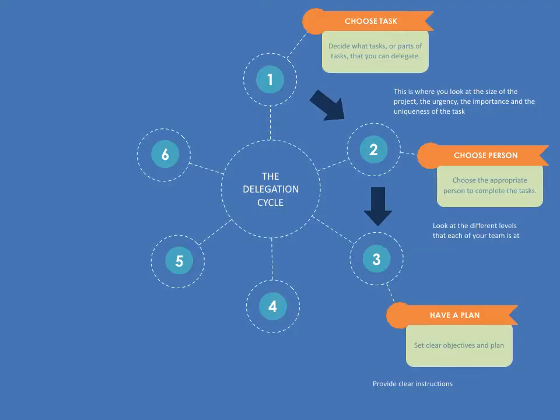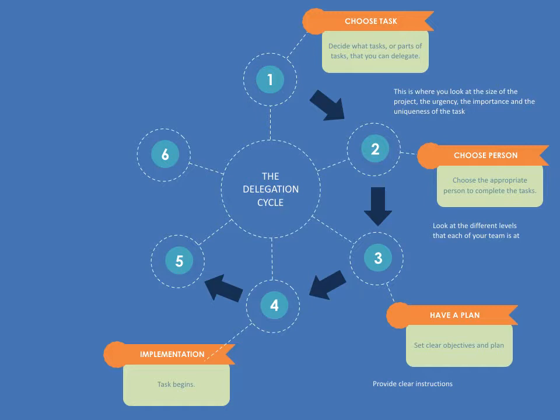Now back to the delegation cycle. The next process and the next step is implementation. And this is where the individual begins to carry out the task. Step 5 is to observe and assist. And this is where the monitoring comes in, where you will provide direction and support when needed. And here you will use a combination of the situational leadership model along with the delegation model that your team is using.